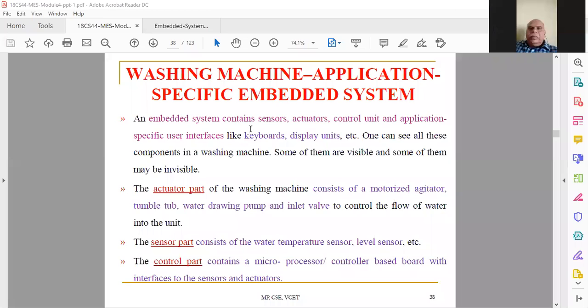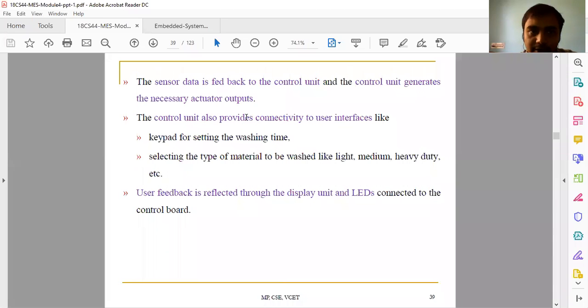Next, the sensor data is fed back to the control unit, and the control unit generates the necessary actuator outputs. Now there is a water level indicator. As soon as the water level reaches the standard mark, the sensor will send feedback to the controller saying the water has reached a particular mark, you need to start rinsing the clothes. So that is done by using the sensor data taken as feedback into the control unit, and the control unit will issue certain commands or start certain processes. The control unit also provides connectivity to the user interface, like the keypad for setting the washing time and selecting the type of material to be washed, like light, medium, heavy duty, etc.